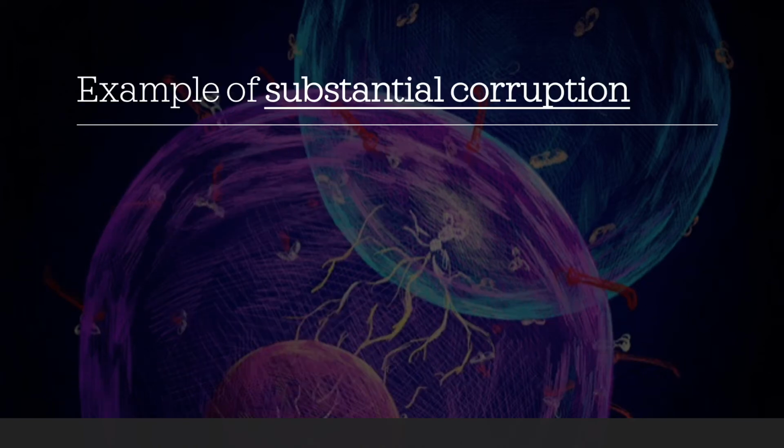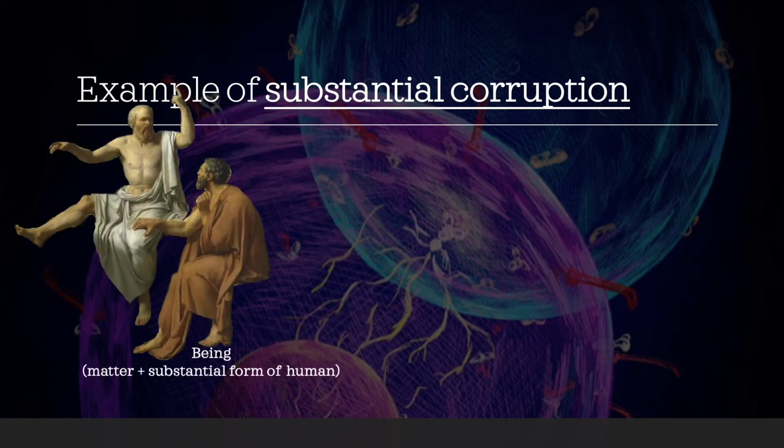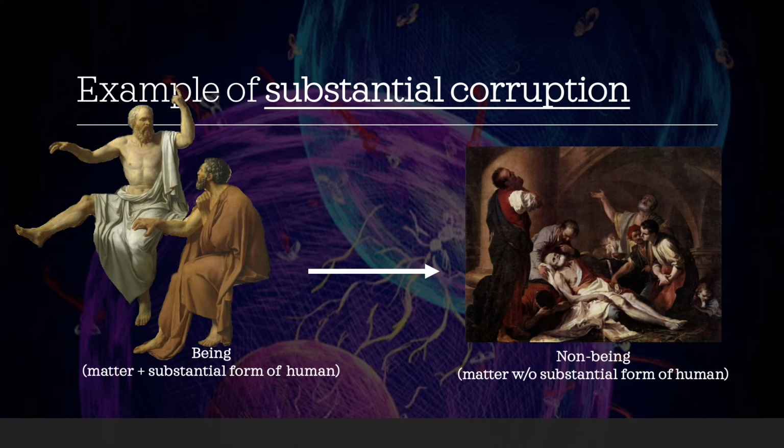Let's look at an example of substantial corruption. First, we start with a being, matter plus the substantial form of a human. This is a fully alive Socrates. He has a soul or substantial form. But then Socrates takes some poison, undergoes substantial corruption, and now he's dead. So we've moved from being to non-being. Now we have a matter without the substantial form of a human or the soul.